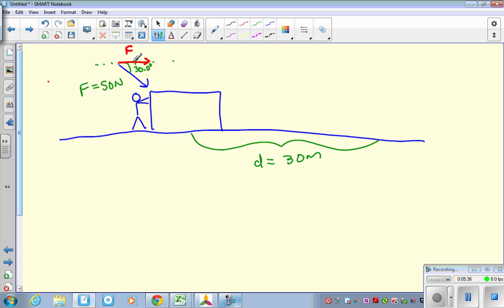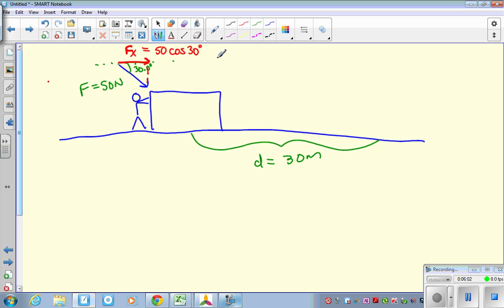Hopefully you see that this is the x component of this vector. And so how did we find the x component? Well, let's make our triangle here. This is the adjacent side to the angle. And so this is going to be cosine. So we're going to do 50 cosine of the angle between them, which is 30 degrees.